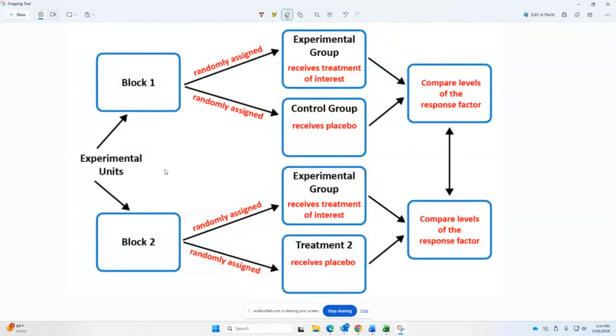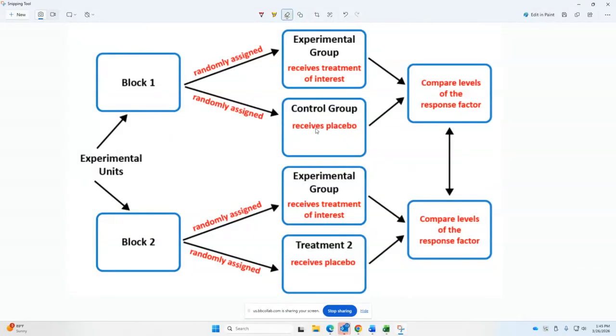Then from each of the 2 blocks, we're going to randomly assign them into the experimental group and the control group. This one receives the treatment, the actual Salk vaccine, and this one does not. And then we compare the results. Block 2 should look exactly the same. That's why it's homogeneous. We randomly assign a subset of this group, block 2 people, into the experimental group or the treatment 2 that receives a placebo. And then we compare the 2.